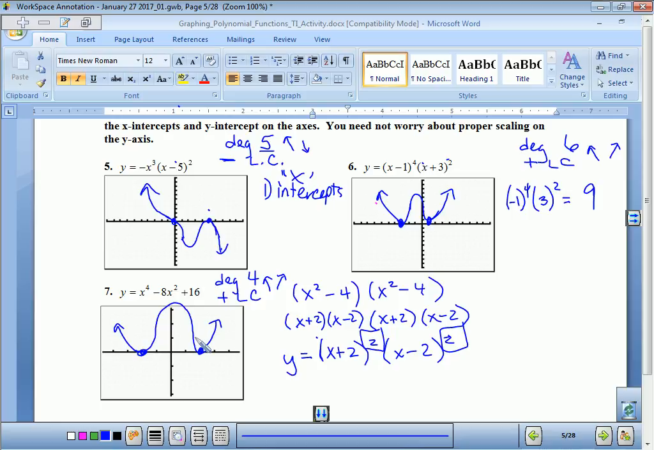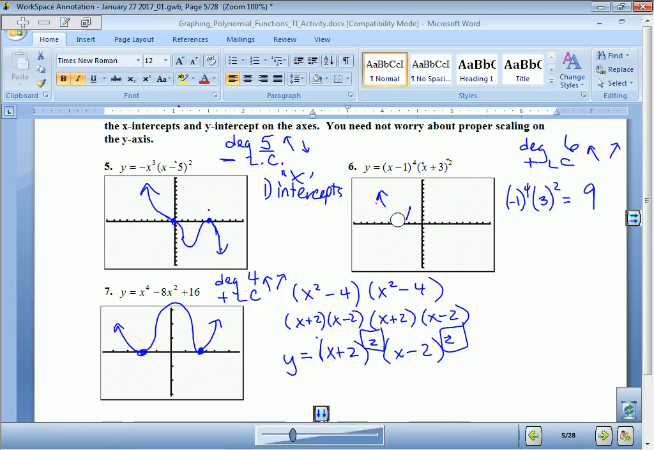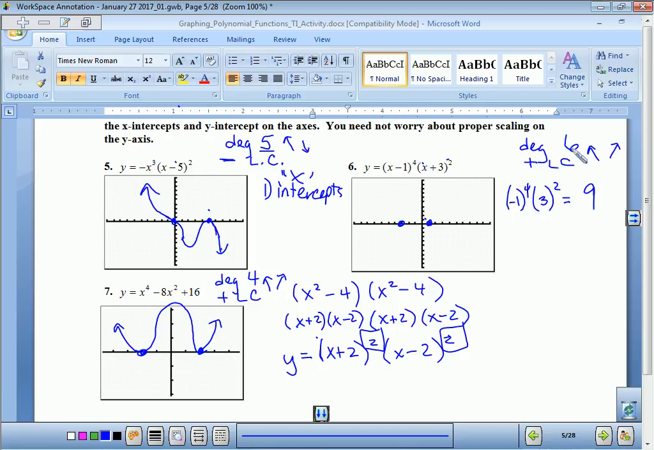Okay? So, let's look at this one. 4 and 2 is 6. Positive leading coefficient. I would plot -3. I would plot +1. Even, positive. Rise, rise. This is how we do it. Step by step. Plot the intercepts, do the end behavior. Last thing to deal with is the root behavior.